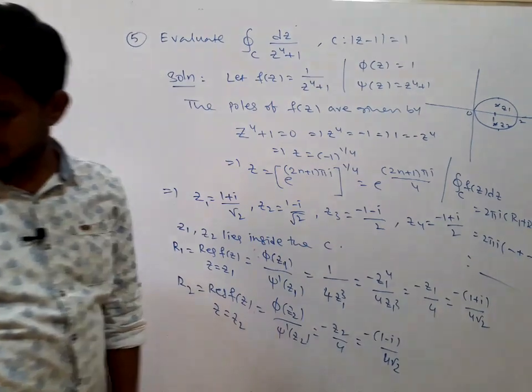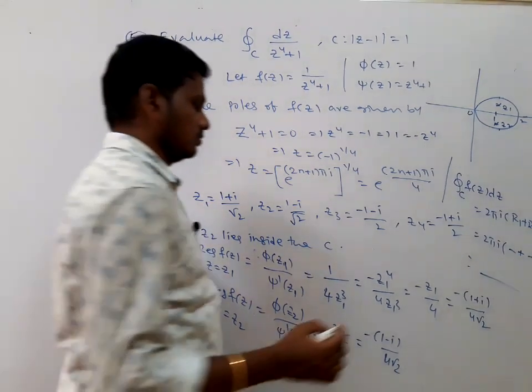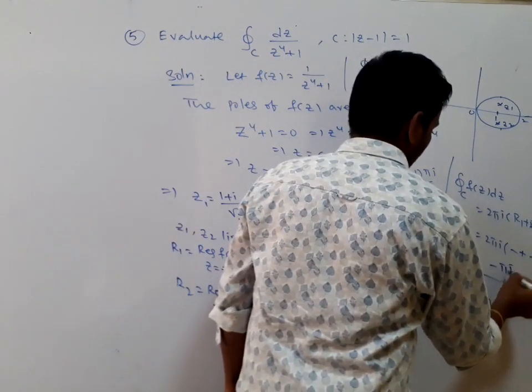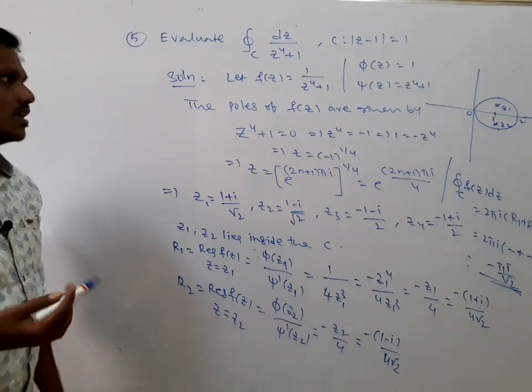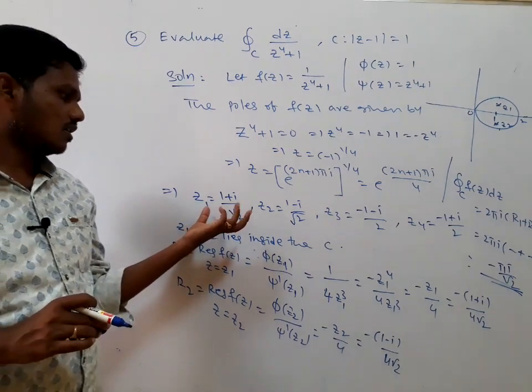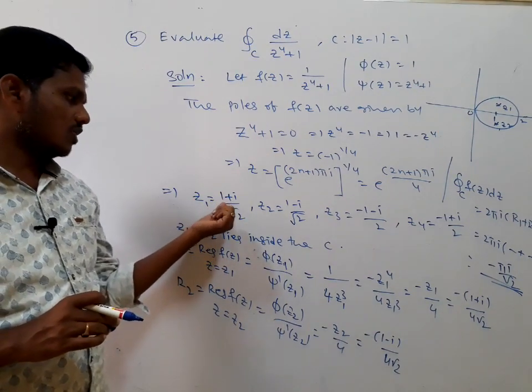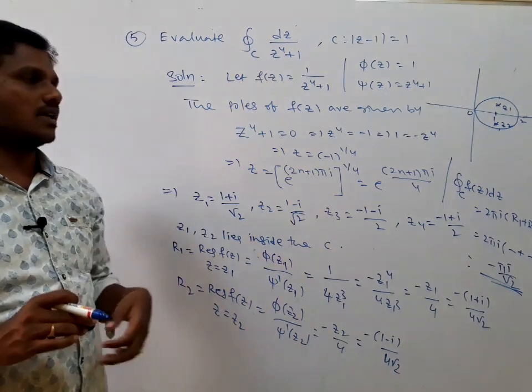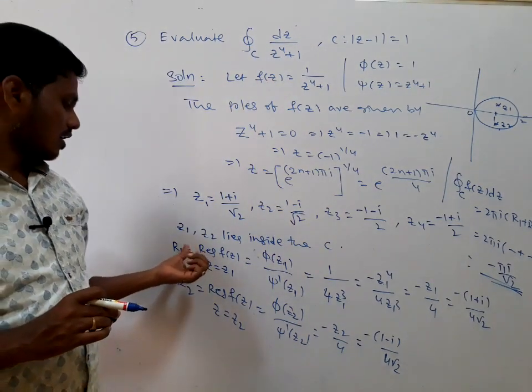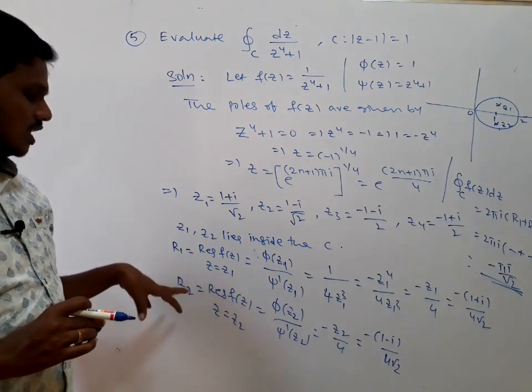The answer is minus pi i by root 2. This is your answer, right? This is the evaluation process. Is it clear? We have these 4 roots for these values, but only z1 and z2 lie inside the circle centered at 1 with radius 1. Right? I am evaluating the residues in this process.